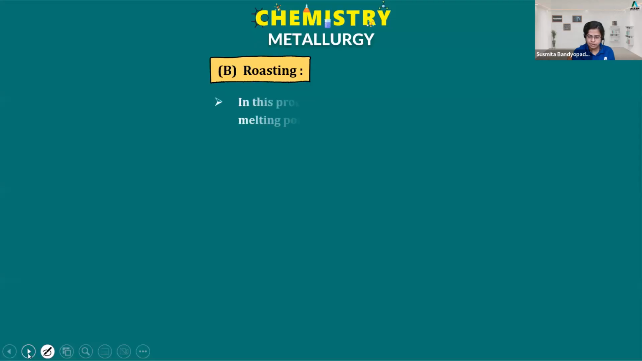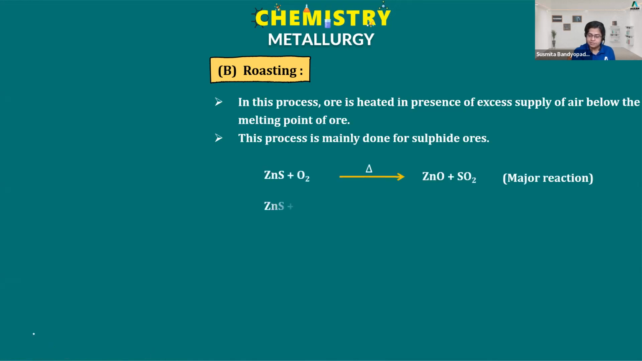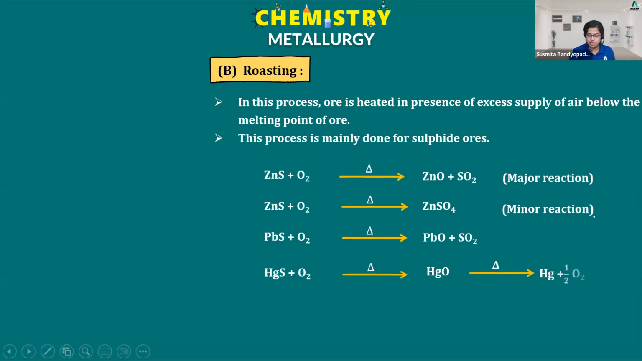Very good. Roasting, the sulfide ores, when heated in the presence or in excess supply of air or oxygen, forget the minor reaction. The sulfide ores are converted into the respective oxides and SO2 is liberated. Please make a note of the point that HgS, Ag2S, these are thermally less stable.